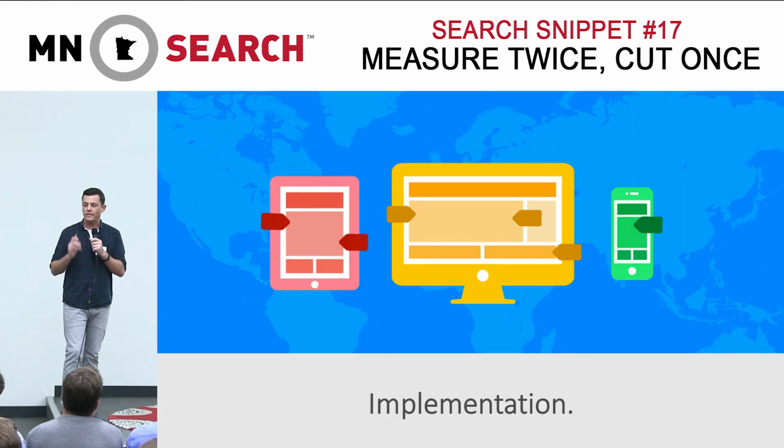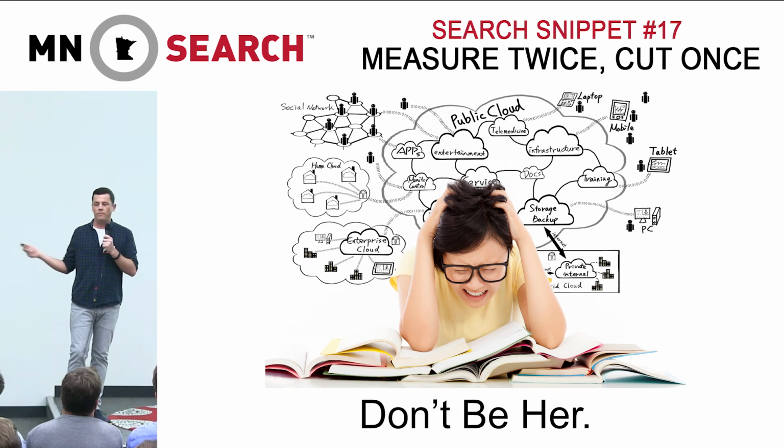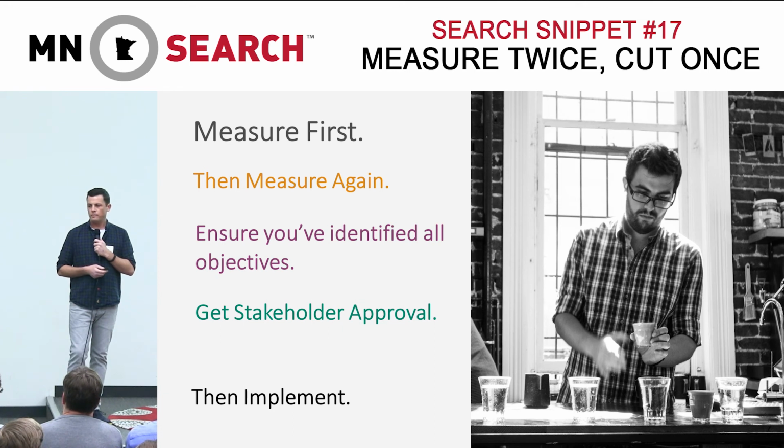I want to take about two minutes and just talk about implementation. You don't want to be this person. Have a plan. Look at your measurement plan, or some variation of it. That's so important. Don't just jump in and start tagging. Like I said earlier, look for commonalities, look for things that you can do. Measure first, then measure again. Ensure you have identified all objectives, make sure stakeholders are in alignment, and then implement.